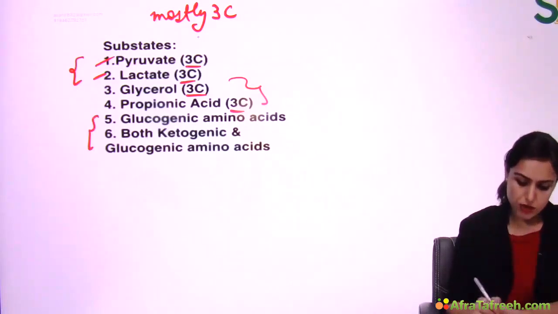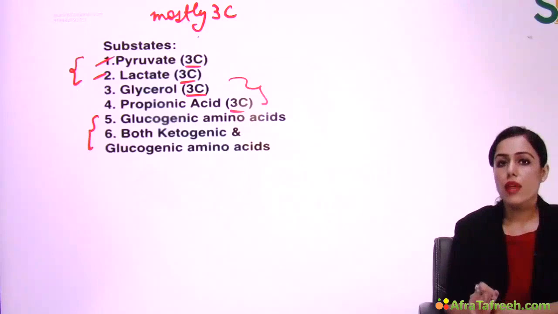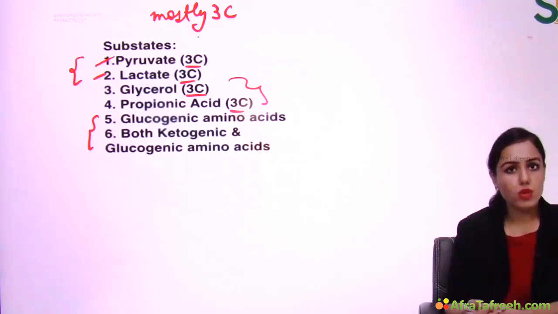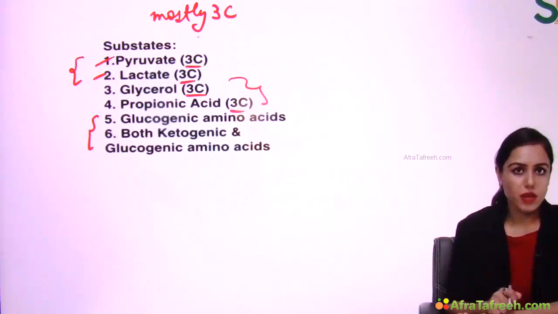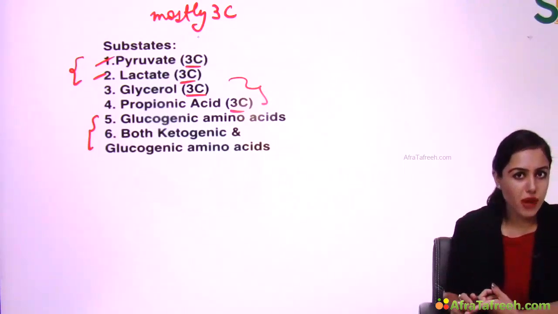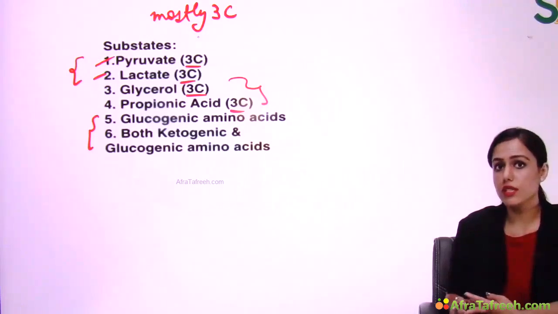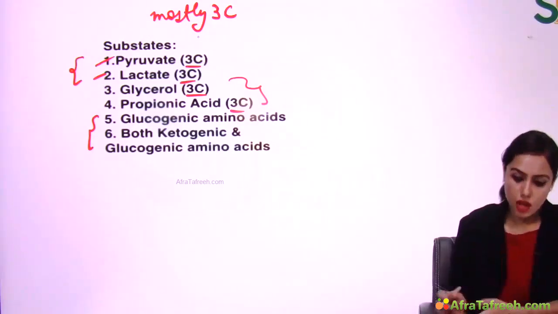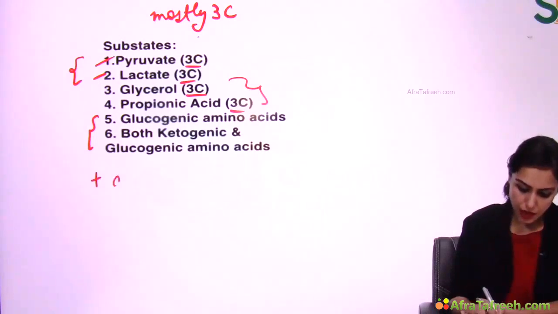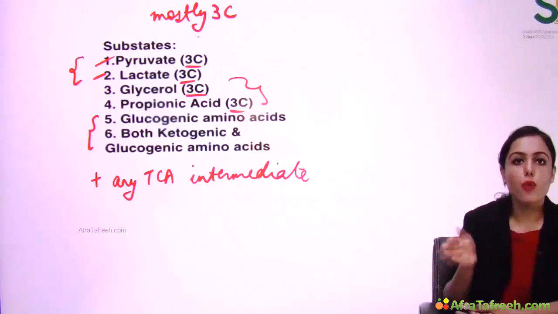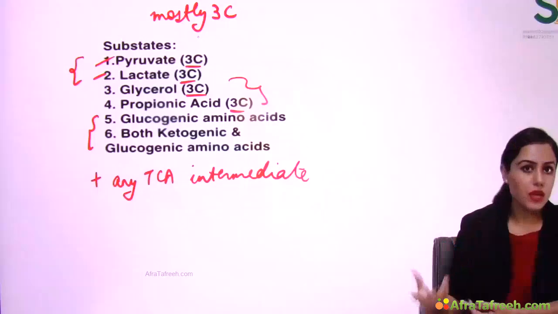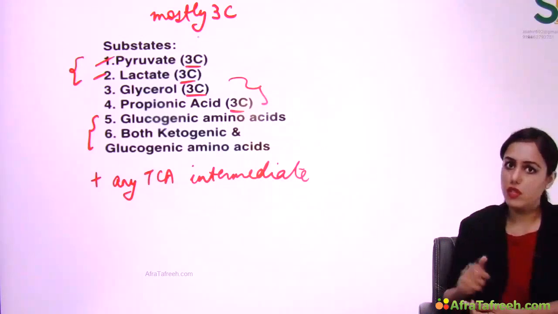Then next is amino acids. The next pair is amino acids. You know that we have 3 types of amino acids: glucogenic category, both category, and ketogenic category. So which category can make glucose? Glucogenic category can make glucose and both category can make glucose. So you can learn it like this: the first pair is pyruvate and lactate, the second pair is glycerol and propionic acid, and the third pair is amino acids, right? So these 6 are substrates, plus any TCA intermediate is a very good substrate for gluconeogenesis. Any TCA intermediate. How? Because any TCA intermediate will form oxaloacetate in the end, and oxaloacetate can make glucose. We have seen in our pathway oxaloacetate is forming glucose, right?